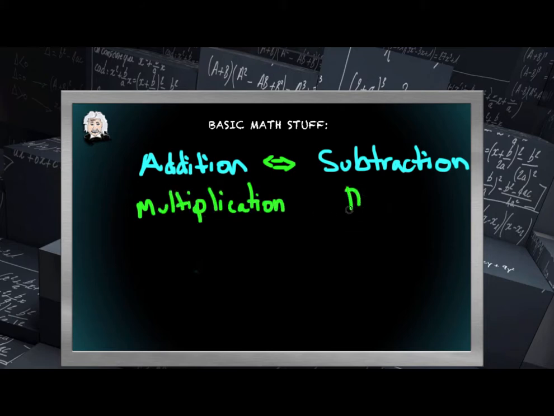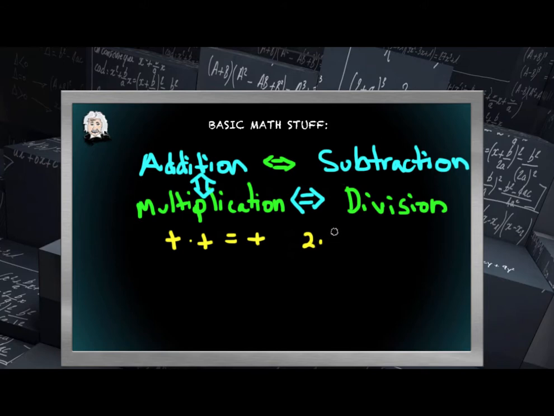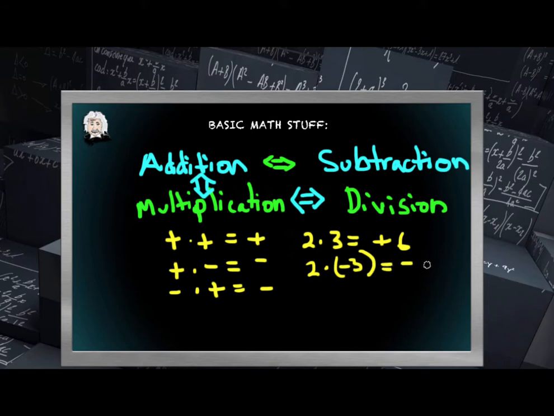and division? Multiplication is really addition in the sense that 2 plus 2 plus 2, added 3 different times, is the same as 3 times 2. In the case of a positive times a positive, the result is just positive. 2 times 3 equals plus 6. A positive times a negative, however, or a negative times a positive, is essentially the same result, and that's a negative. In this case, 2 times negative 3 equals negative 6.